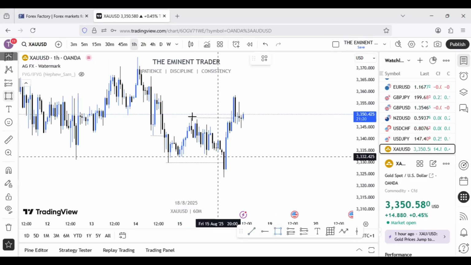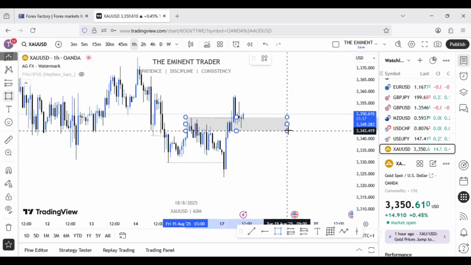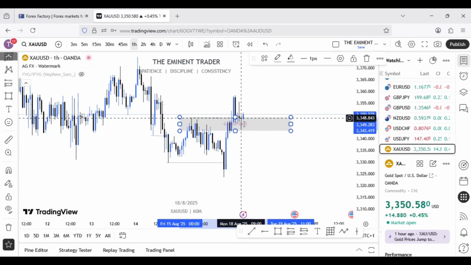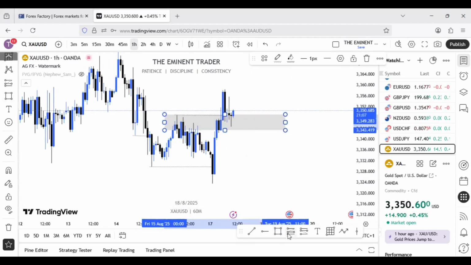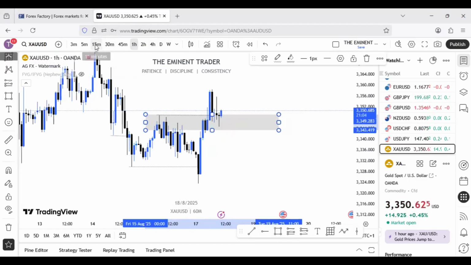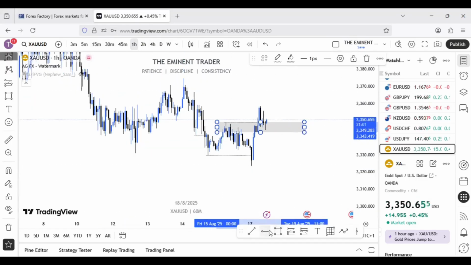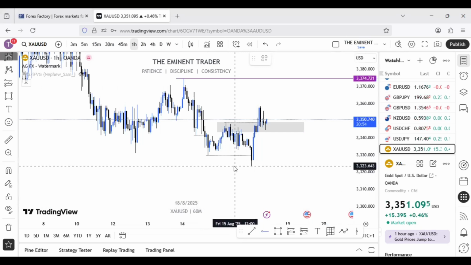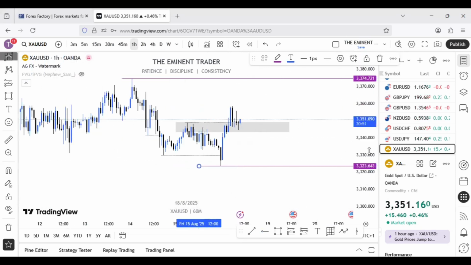Then it's making use of the breaker block. So this likes breaker block a lot. By the way, gold likes breaker block a lot. So after the break, most times it really comes back for the breaker block. Then you can now go to your 15 minutes. So this one, there's nothing complicated. This is the range, the high, and the low. That's the only area I have business with today.